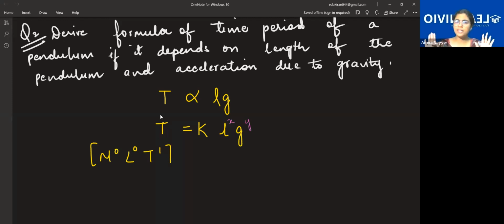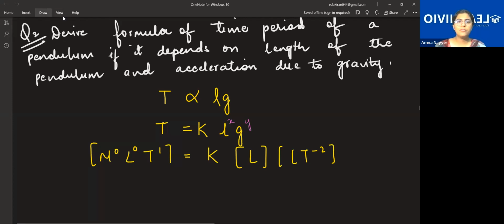Very easy to understand. Next, equal to k. Length. Again, length's formula is very easy. Length is just L, right? And acceleration due to gravity is acceleration only. And I've told you some quantities you should remember. Acceleration is L into T to the power minus 2. This is acceleration. Then what will we do?